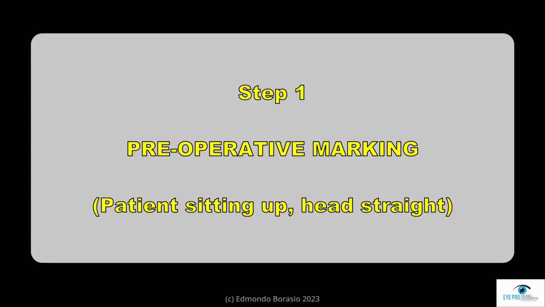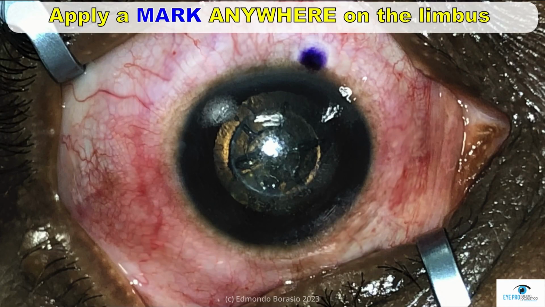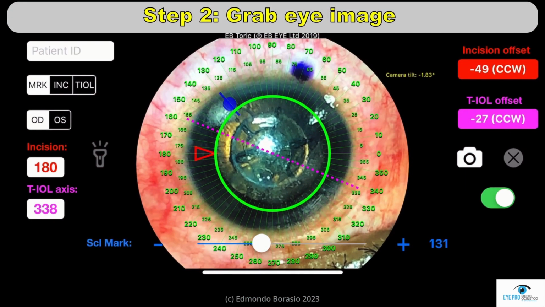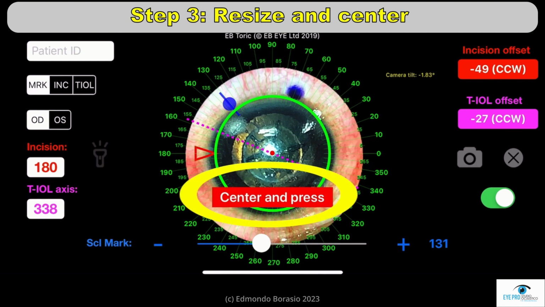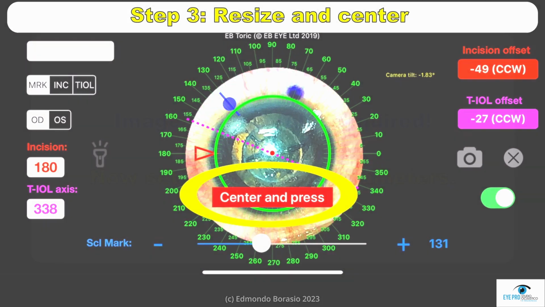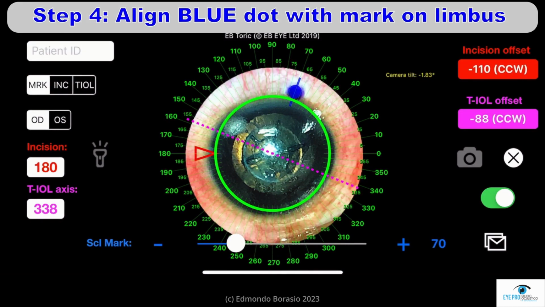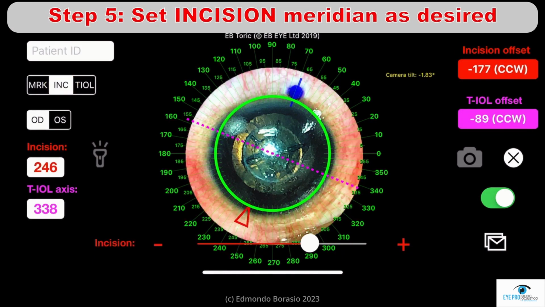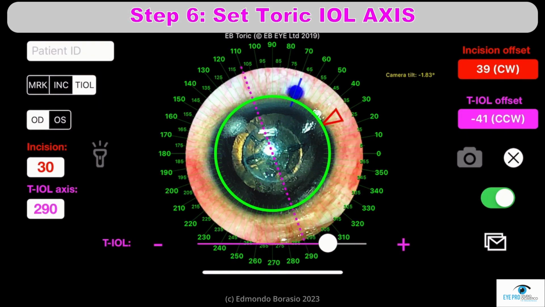Step 1. With the patient sitting upright, using a marker pen, we apply a mark on the limbus in any position. Step 2. Using the EB TORIC app, we take a photo of the eye where the mark is well visible. Step 3. We zoom in and move the image until it is completely centered, and we press the red button to fix the image. Step 4. On the EB TORIC app, we align the blue marker with the dot on the limbus. Step 5. We then set the incision location axis. Step 6. As a last step, we set the toric IOL axis.